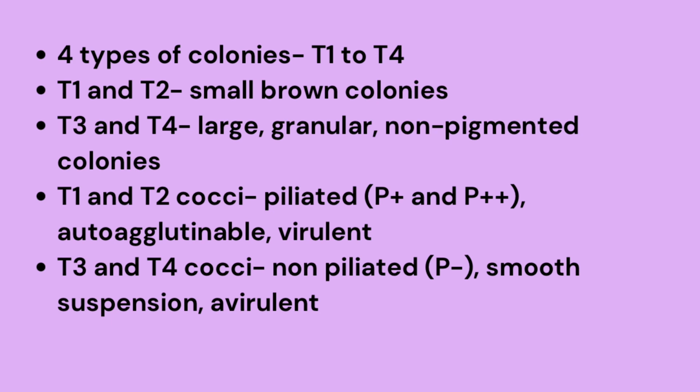T1 and T2 cocci are piliated, hence they are also known as P plus and P plus plus. They are auto-agglutinable and virulent. T3 and T4 cocci are non-piliated, hence they are also known as P minus. They form smooth suspensions and are avirulent. Fresh isolates from acute cases of gonorrhea generally form T1 and T2 colonies. On serial subculture, they will change to T3 or T4 colonial morphology.